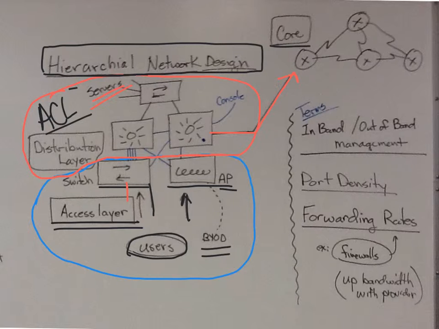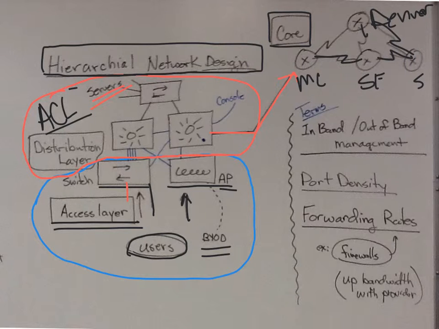Then we move to the core. We used the example, here's Mason City, here's San Francisco, here's Seattle, and here's Denver. And so these are all linked together somehow through some WAN connections. And so in our business, in this example, this would be the core layer. Okay? The connection between all those locations.